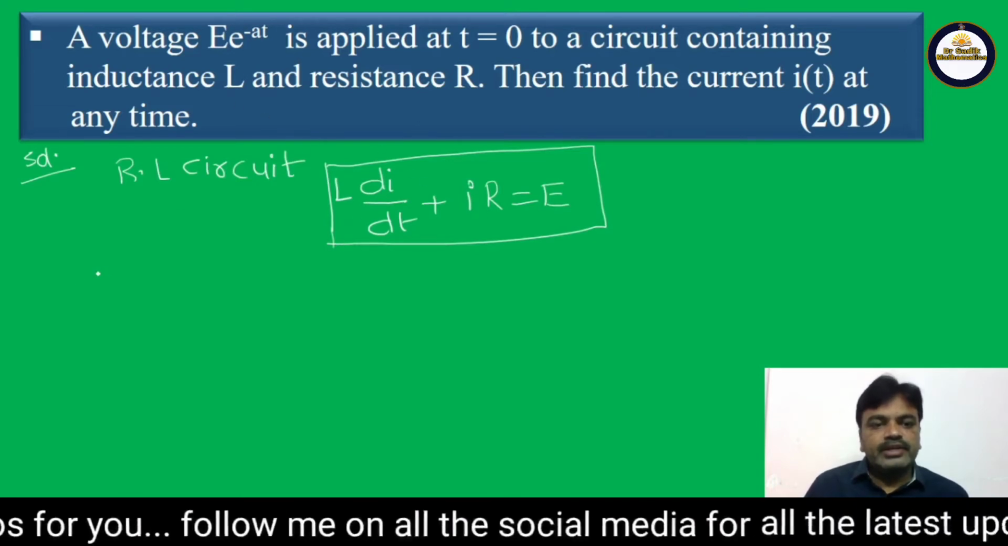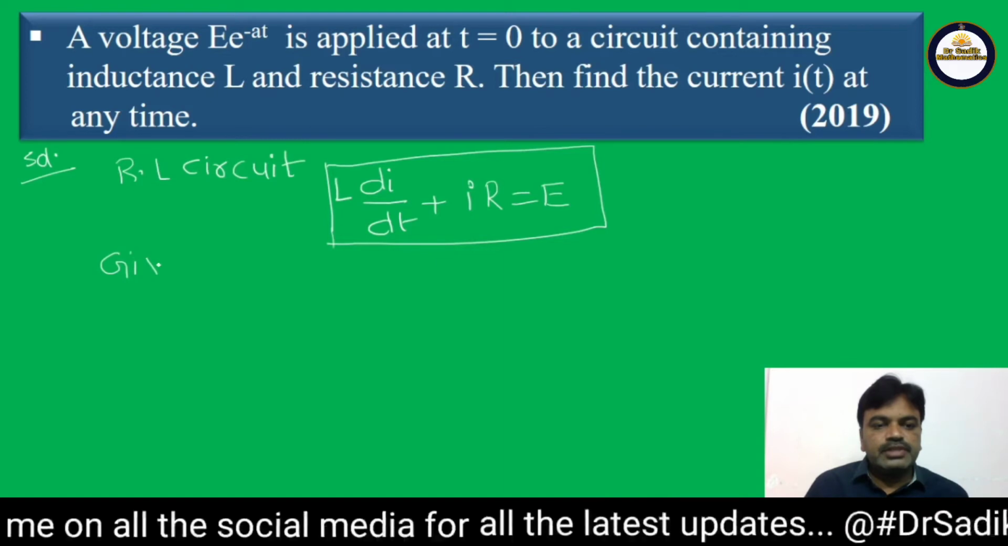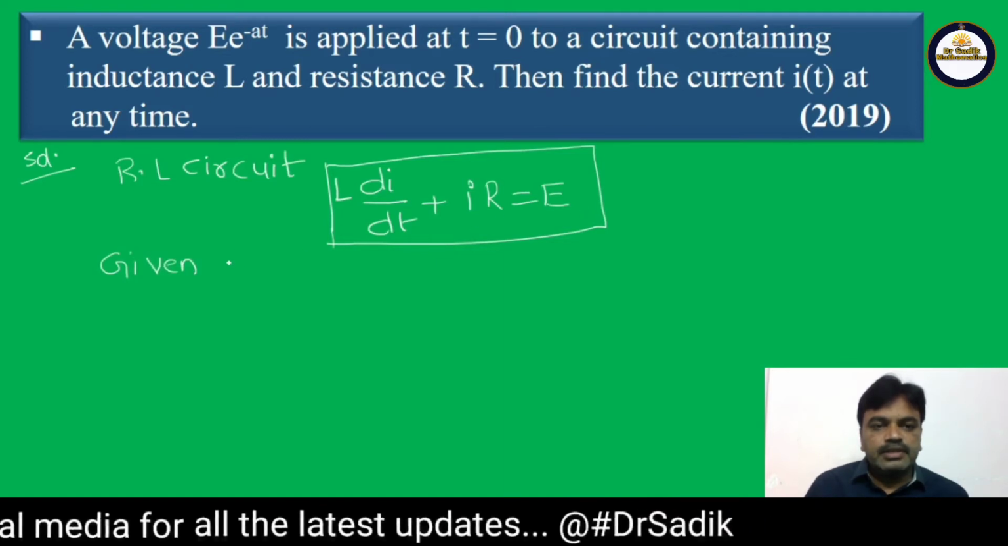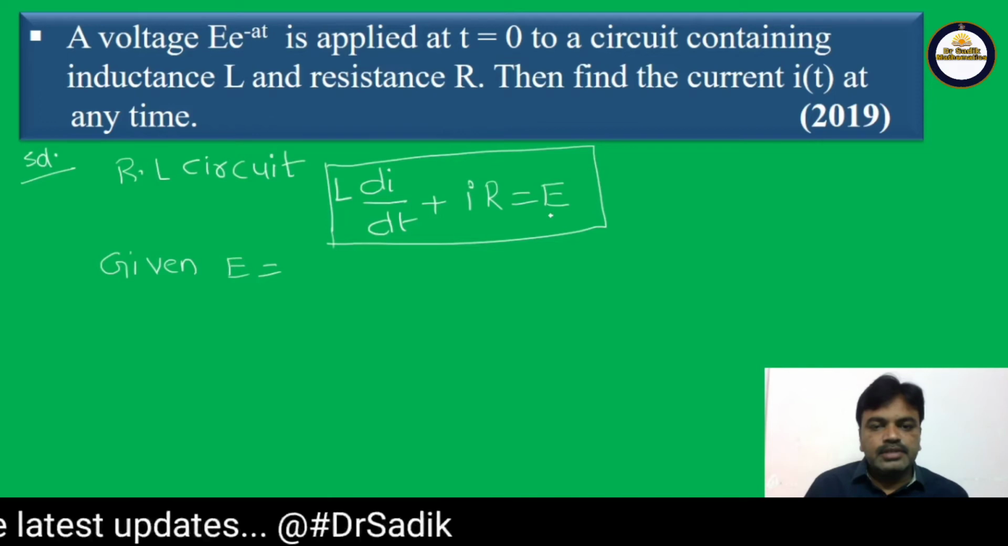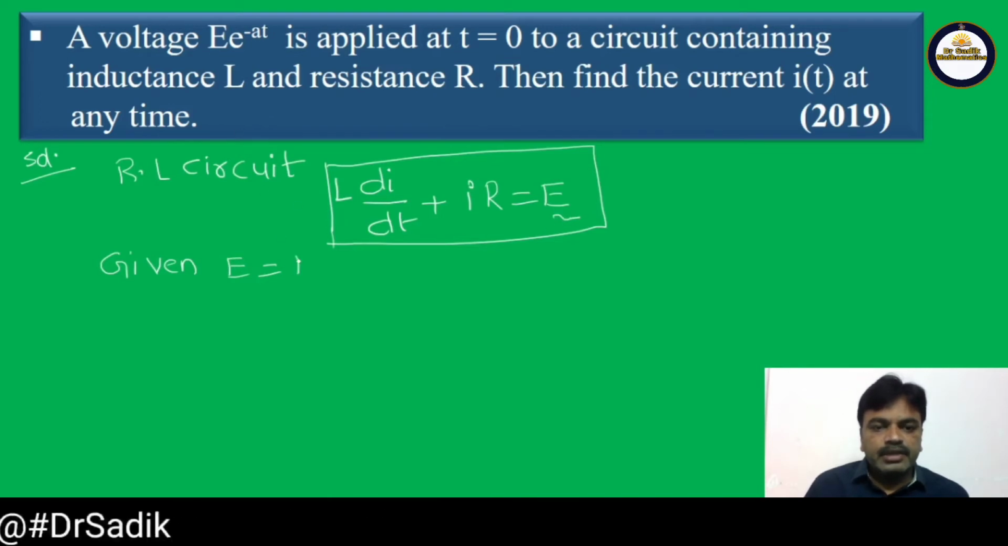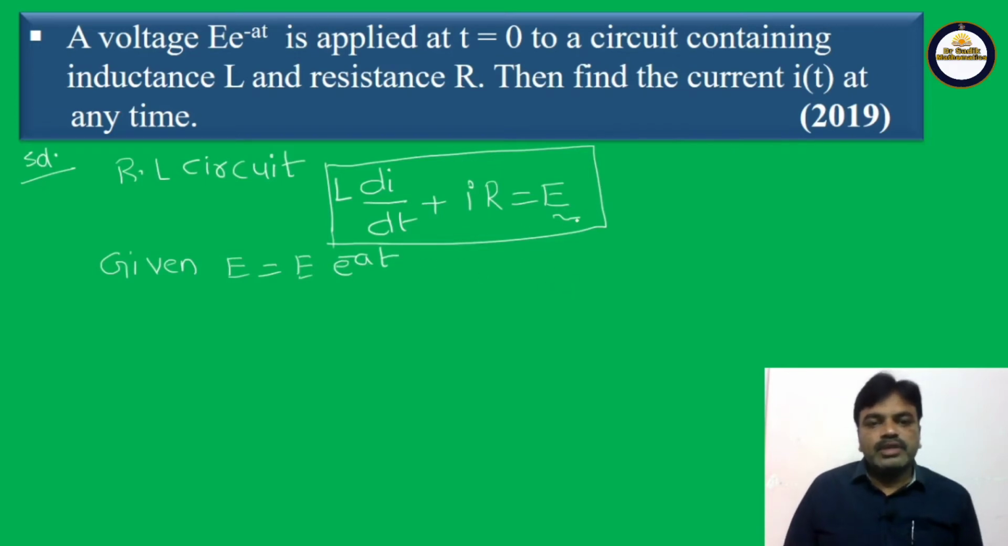Now, what is the given data here? Capital E is given as e power minus at. The rest, R and L, are common. Now I divide with L here, friends. First divide with capital L.